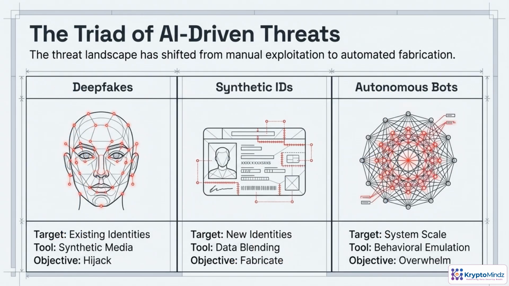AI-driven identity threats cluster into three patterns. Deepfakes hijack existing identities using synthetic media, so an attacker doesn't need your password if they can convincingly appear to be you. Synthetic identities blend real and fake data to fabricate entirely new personas that slip through onboarding checks. And autonomous bots operate at system scale, emulating human behavior to overwhelm defenses. Together, they move fraud from one-off exploits to continuous automated identity fabrication.